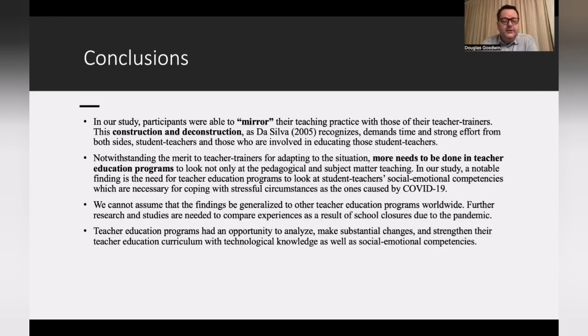And teacher education programs had an opportunity to analyze and make substantial changes to strengthen their teacher education curriculum with technological knowledge, something that I think has been lacking in many programs, not only in Mexico, but across the world. Maybe a benefit from this pandemic and ERT is that everyone learned that they needed to be better with technology as far as training and investment.